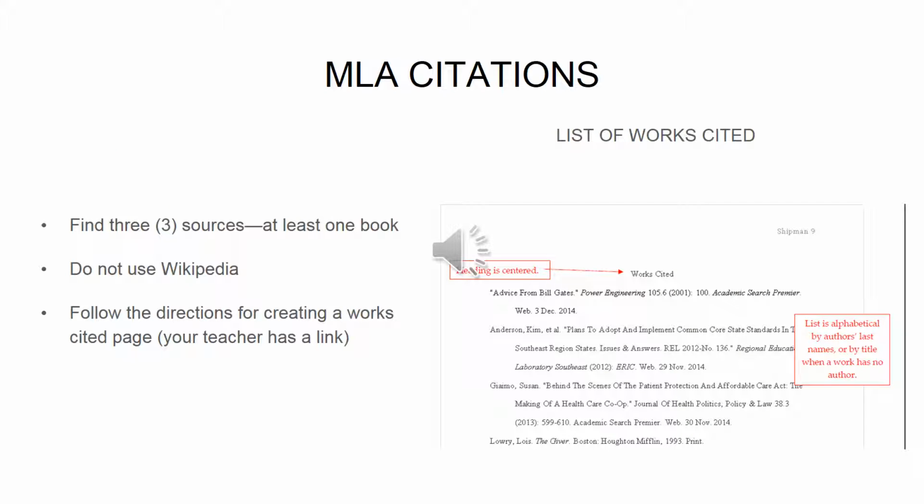For your works cited page, you want to find at least 3 sources. At least one of those will be a book. You will not use Wikipedia. And follow the directions for creating a works cited page. There will be a link sent to you along with the instructions. There is an image to the right of the screen that shows you what a works cited page looks like.